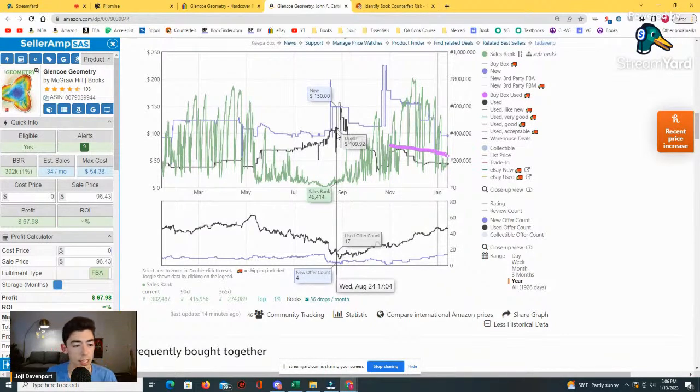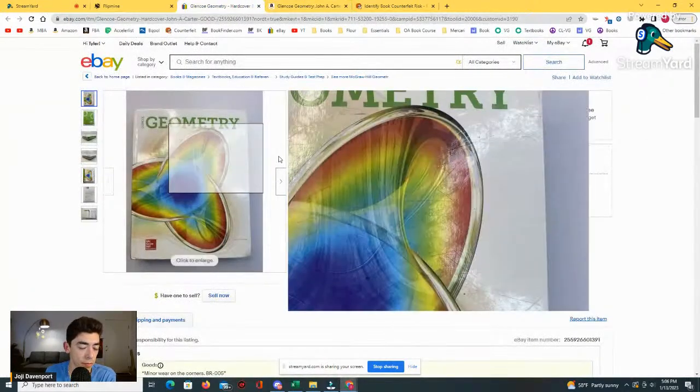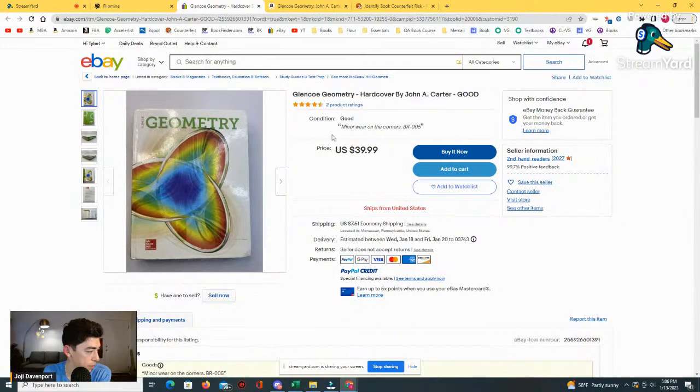That would be my guess. So if you were to buy it for 45 and you were to sell it for 100, I mean, you could make a little bit of money. But again, this is a book that is probably floating out there somewhere in your local community. You could probably pick it up for a couple bucks, and this would be an amazing flip.